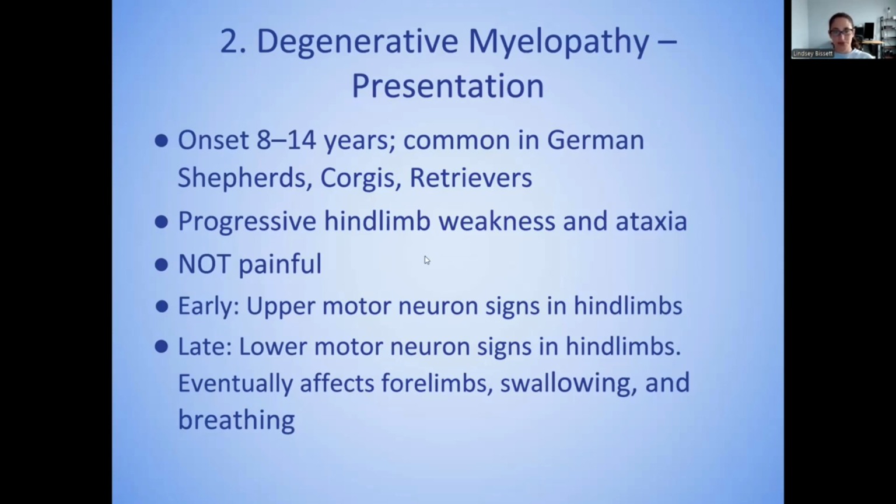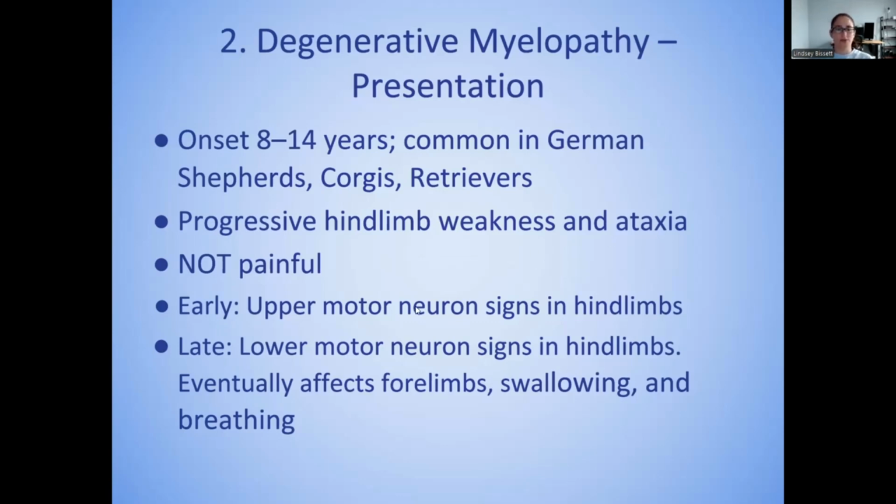What we'll see is progressive hind limb weakness and ataxia. They'll start with just a little bit of an issue walking with their hind limbs, and then they'll slowly progress over time. One of the basics is that this is not painful. This is not like intervertebral disc disease where they're very uncomfortable. They just have some difficulty walking.